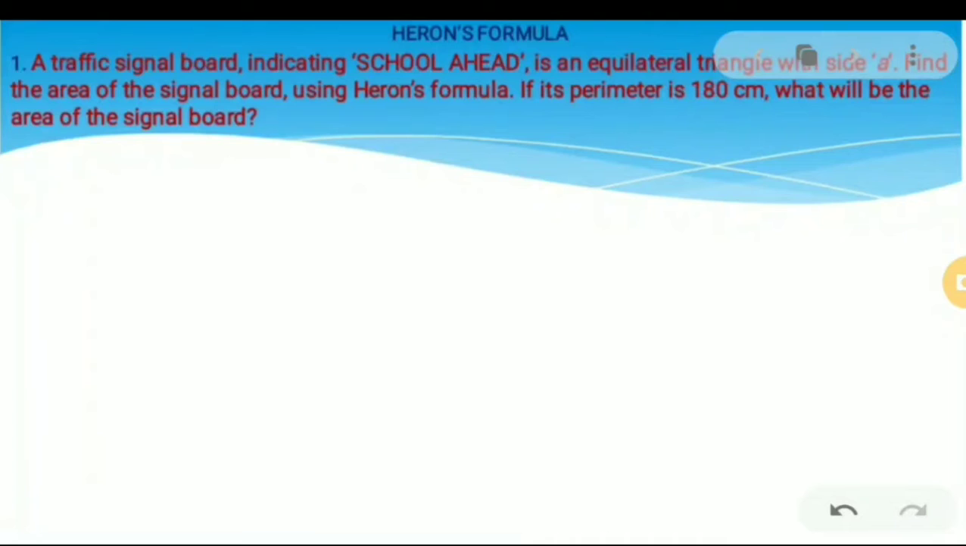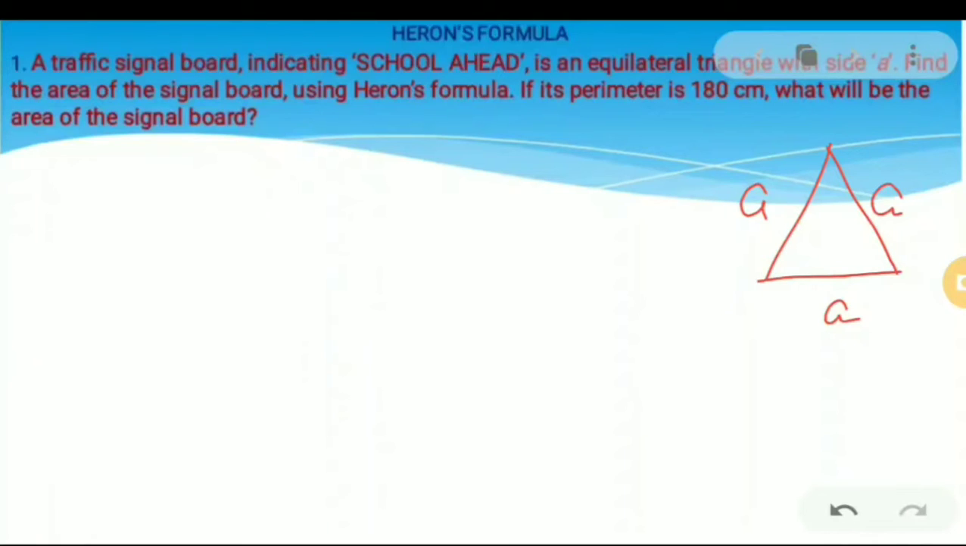Now let me discuss question number 1 of exercise 12.1. A traffic signal board indicating school ahead is an equilateral triangle with side a. So we have a traffic signal board which is equilateral in shape with side a. Suppose we have made a triangle and all its sides are a, a and a. Find the area of the signal board using Heron's formula.